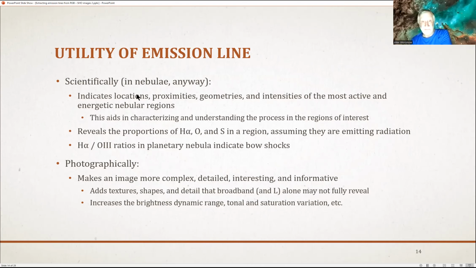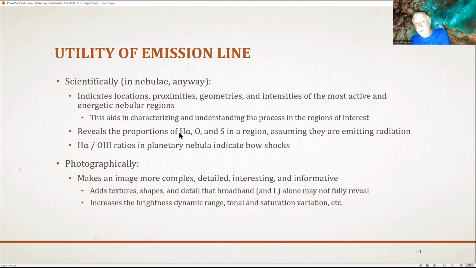Scientifically, if you use something like the Hubble palette, it tells scientists the locations, proximities, and geometries of the active areas in the nebula, the areas where stars are forming perhaps, or where clouds are colliding. This obviously is something of interest to professional astronomers. It reveals the proportions of hydrogen, oxygen, and sulfur in the regions to some degree. If you have red areas and blue areas, you can, and if you're using a Hubble palette, red, green, and blue areas.